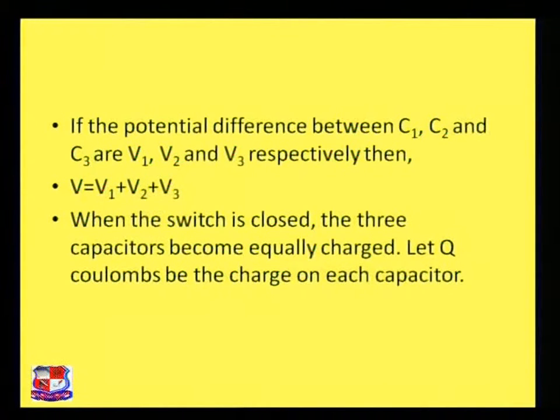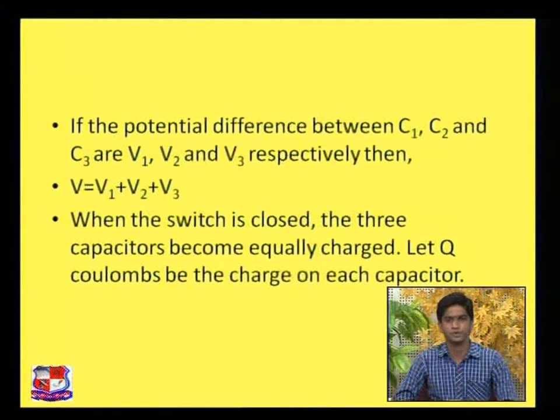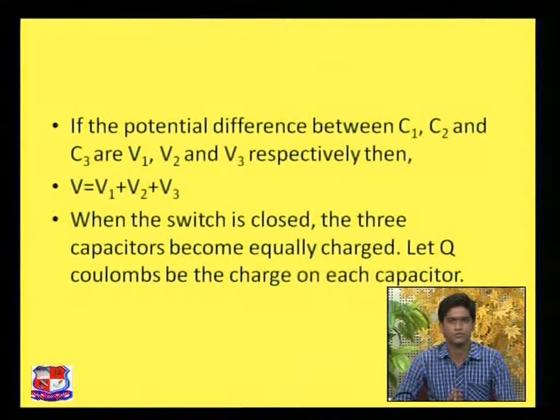If the potential differences across the 3 capacitors C1, C2 and C3 are V1, V2 and V3, then we can say that V is equal to V1 plus V2 plus V3, because we have put the capacitors in series. So the total voltage will be equal to the voltage across capacitor C1 plus the voltage across capacitor C2 plus the voltage across capacitor C3. When the switch is closed, the 3 capacitors become equally charged. As I said earlier, the charge Q accumulated on each capacitor is the same.